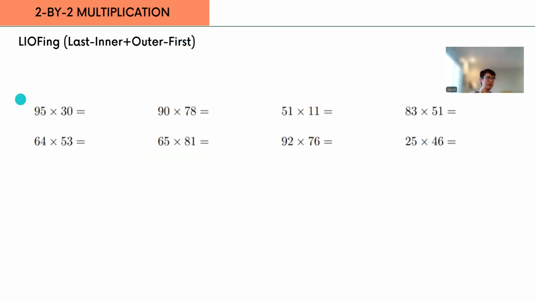For these questions, I'll do the first one, and then I'll leave you to do the rest of them. Once you have them all done, send them to me privately in the chat. So for this first one, you do the last two first: 5 times 0 is 0. Then you do the inners plus the outers, so it's 15 plus 0, which is 15. You carry the 1. And then 9 times 3 is 27, which gives you 28. So 2850. Have fun with the rest of them.